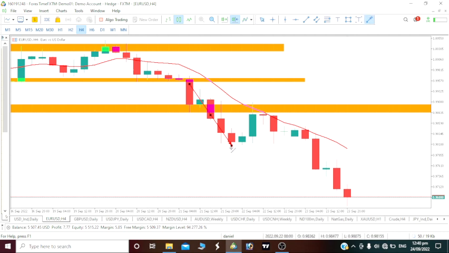We came back to test it, a pullback that touches our 10-period moving average. Then we had a bearish move. A little bit of pullback was made, very little. So we are on a drop on this 4-hour time frame. The 4-hour time frame also says we are bearish.